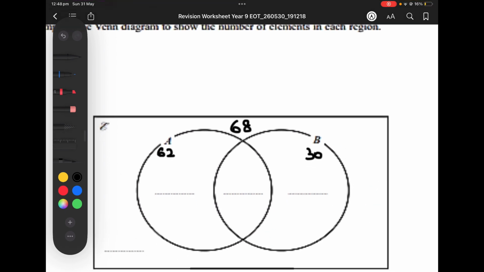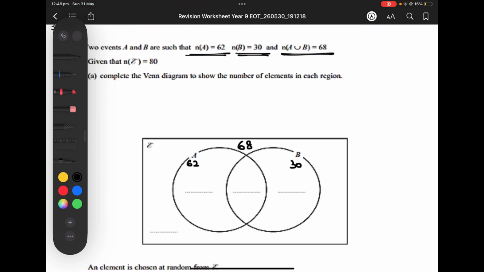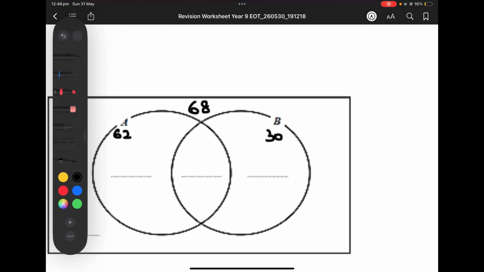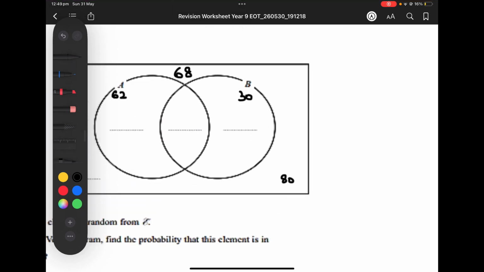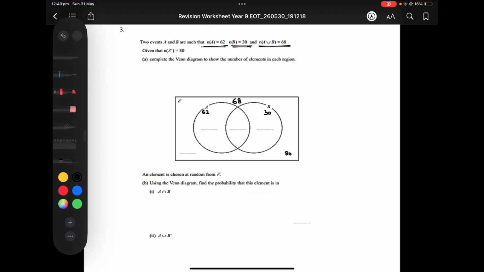Now they have given the epsilon, the universal set, and the total of them is 80. The total set should have 80 is what is given to me here. And how do I write these things down? There's a formula for it. Let's take down the formula.